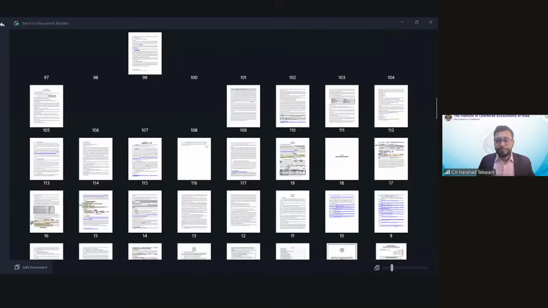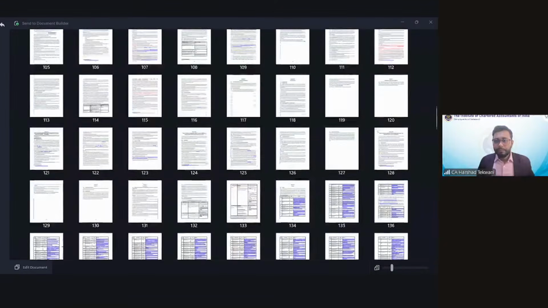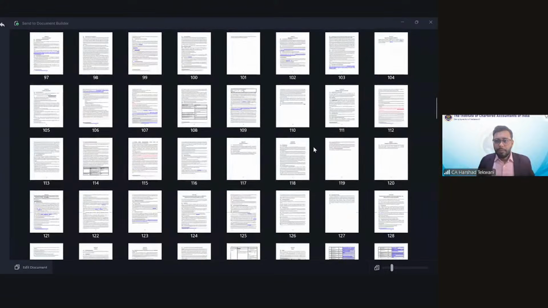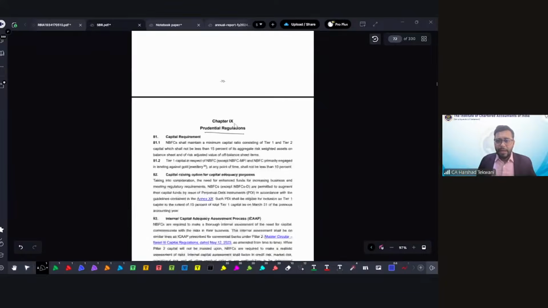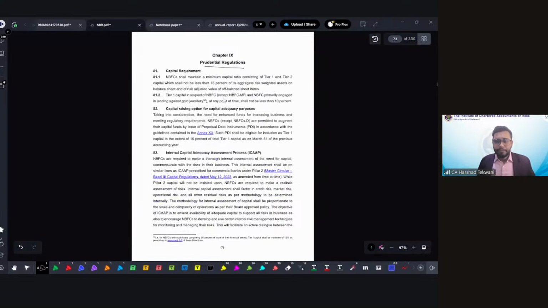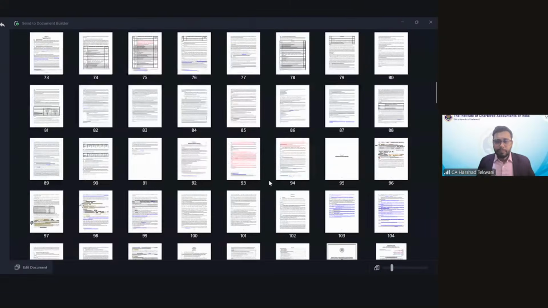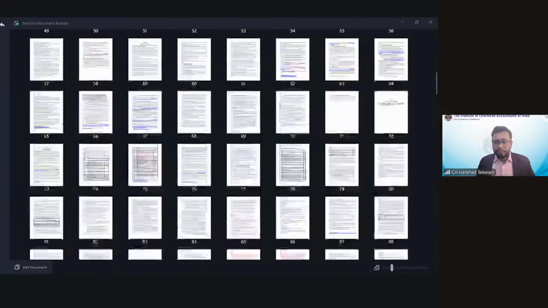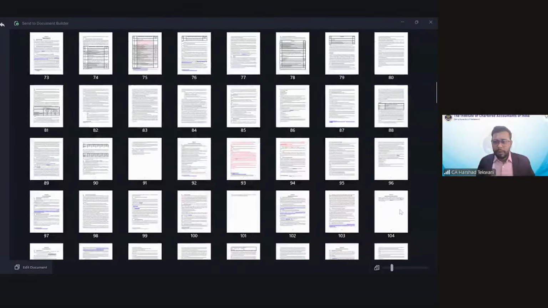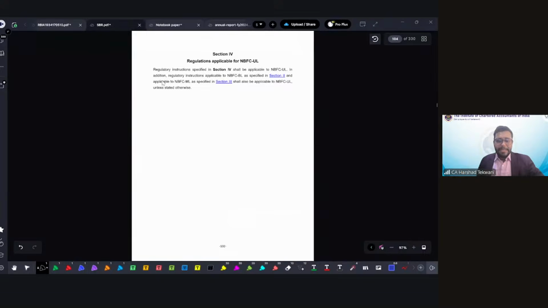Sorry. So this was the middle layer, and it's taking time. Middle. Yeah, this is the upper layer.